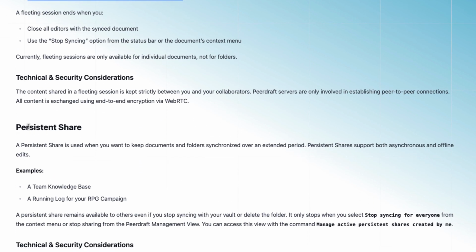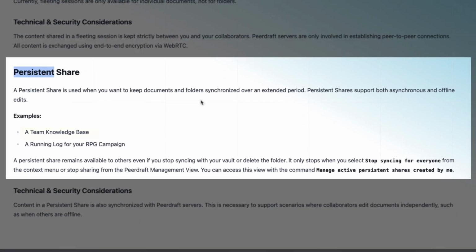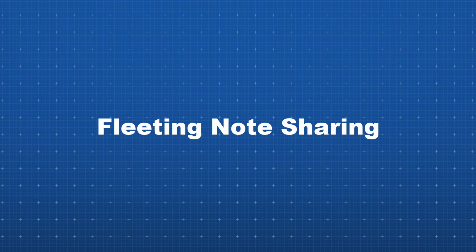Then we have persistent shares, which in the name persistent, it's ongoing. It's for when you want to share ongoing things and have an ongoing collaboration with somebody. So an example of this would be a team knowledge base. Or if you're into role-playing games, role-playing game campaigns. So everybody has access to these, whether it's online or in the Obsidian. So let's go through an example of a fleeting session.